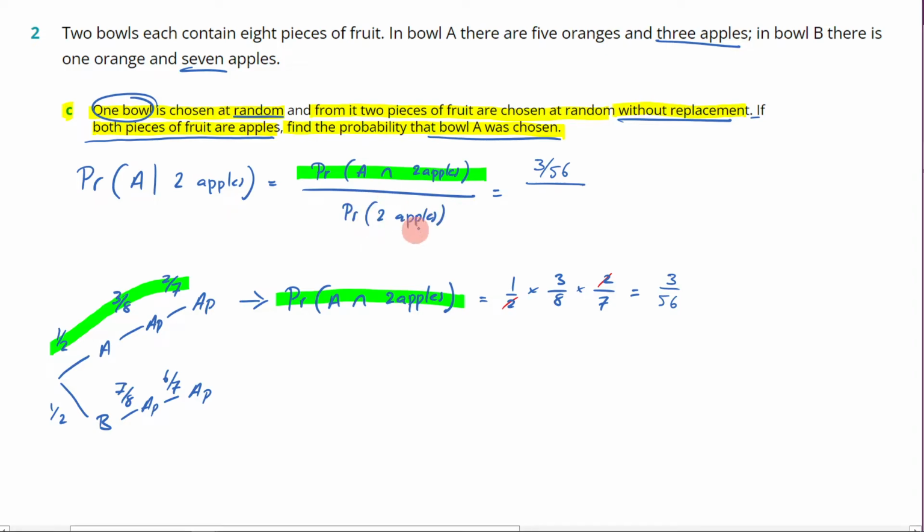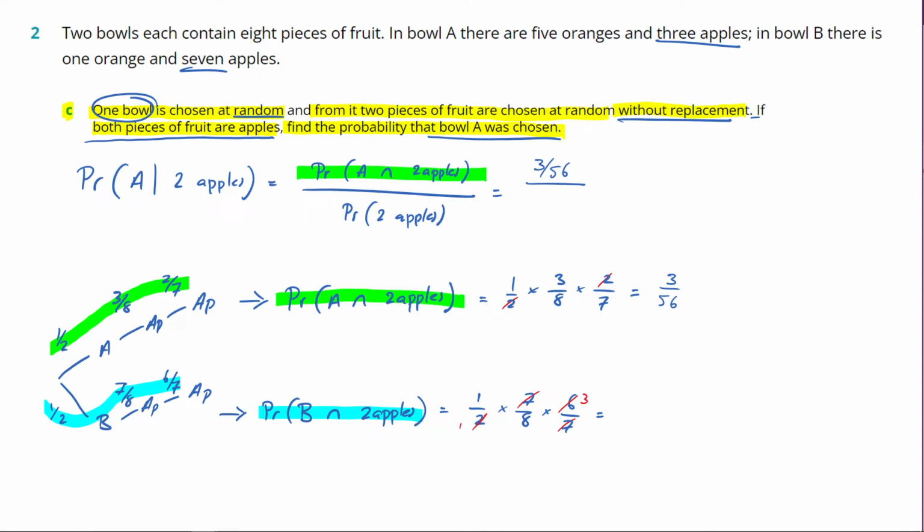Now the probability of 2 apples, I'm also going to have to consider the probability of B intersection two apples. If we grab another highlighter, this line right there will give me that. So that will be a half times 7 on 8 times 6 on 7. Again, make sure that you simplify before multiplying. The 7 dies with 7, 2 becomes 1, that will become 3. And just like that, we end up with 3 on 8. See how easy that is?